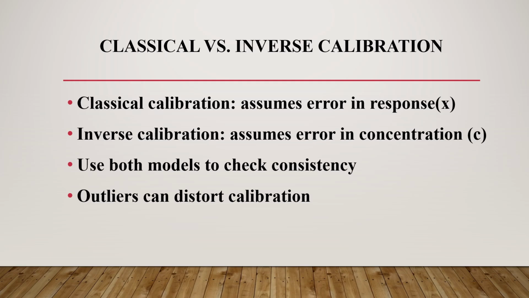Classical versus inverse calibration. Calibration links a measurable signal like absorbance or peak area to the actual concentration of a compound. In a classical calibration, we assume all error is in the response variable x and the concentration C is known precisely. In inverse calibration, we assume the error is in the concentration. Often more realistic when standards are prepared in-house, it's good practice to build both models and compare predictions. If they diverge, it may indicate outliers, samples that were prepared incorrectly or measured under poor conditions. This should be investigated or removed.